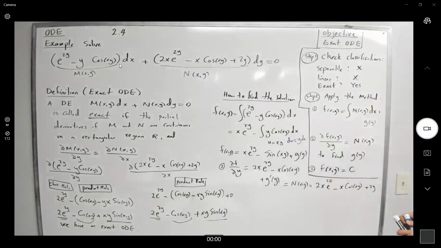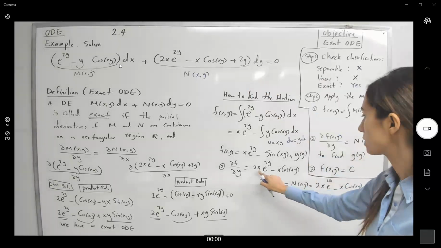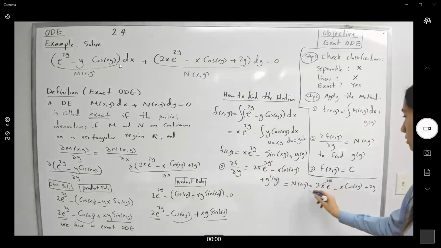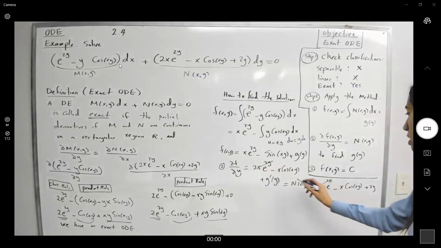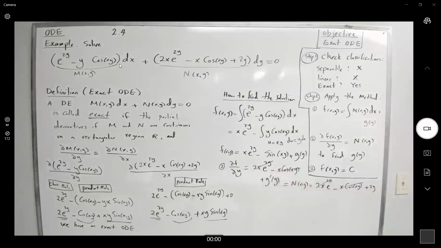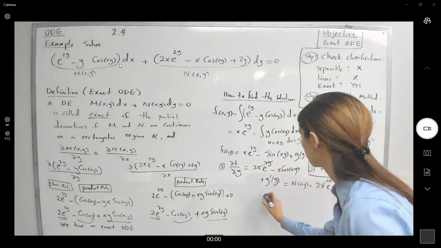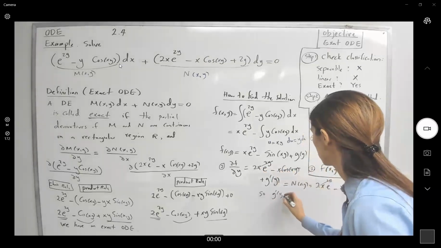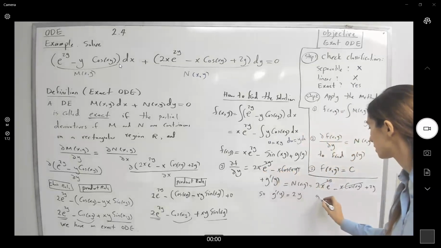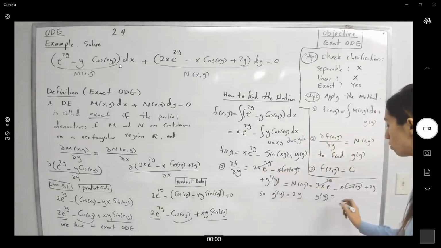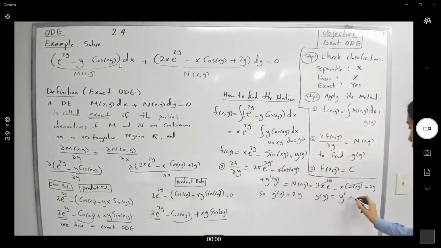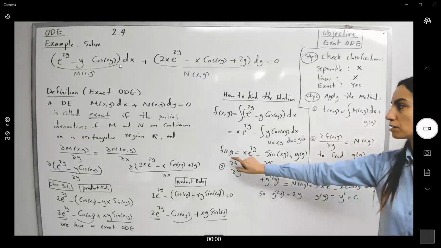Very well. So check this. 2x e to 2y, 2x e to 2y, you're setting these two equal to each other, minus x cosine xy, minus x cosine xy. So what's the meaning of that? It means that your g prime of y is 2y. What's the meaning of that? It means that g of y is equal to y squared plus a constant of integration. So we found another missing piece of the solution.